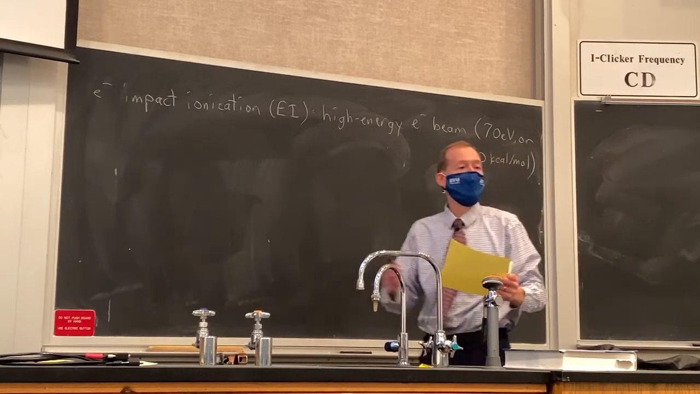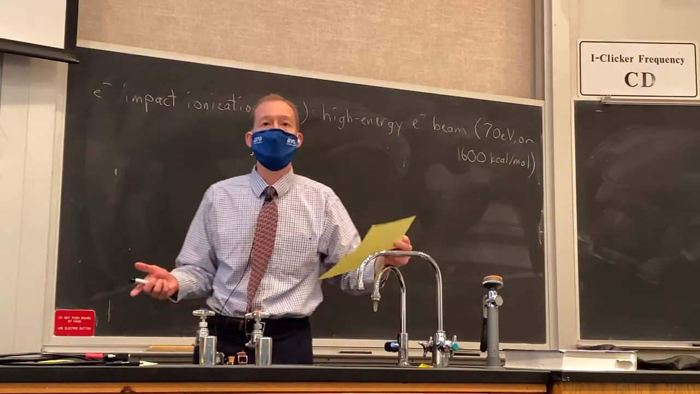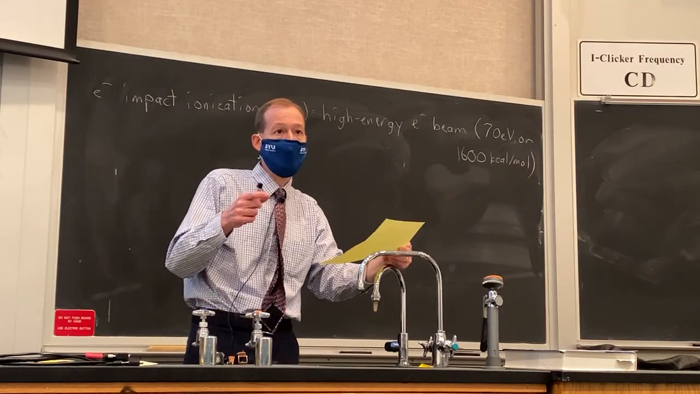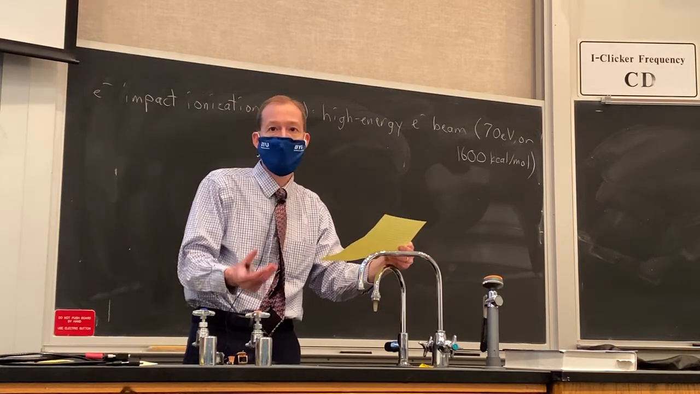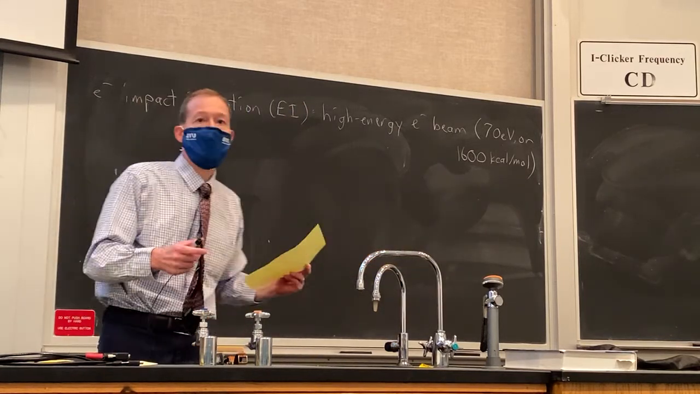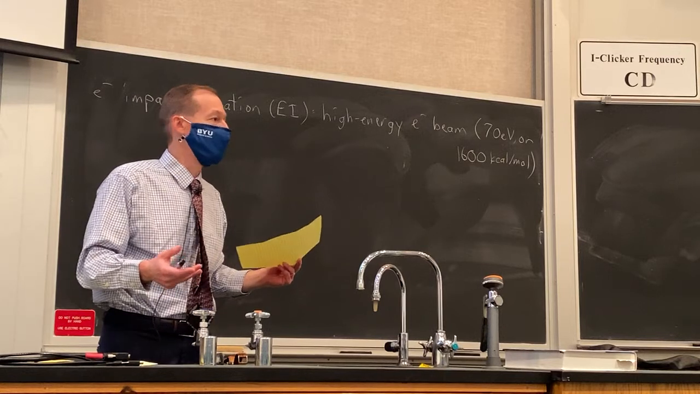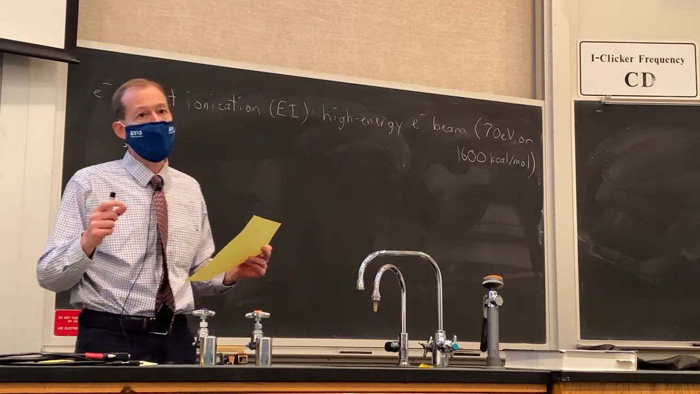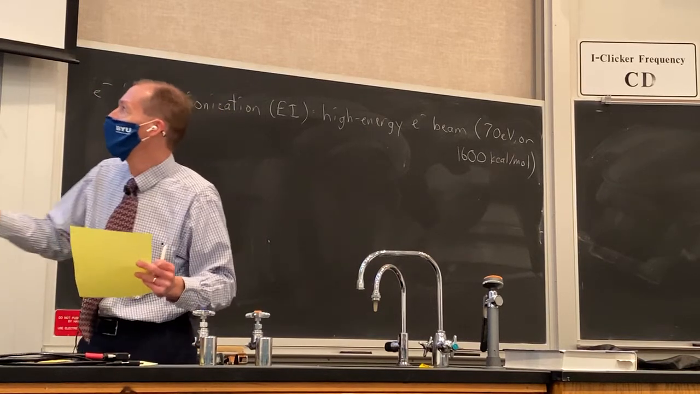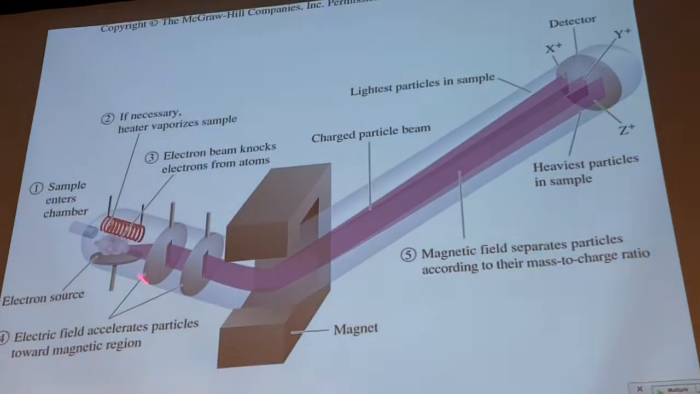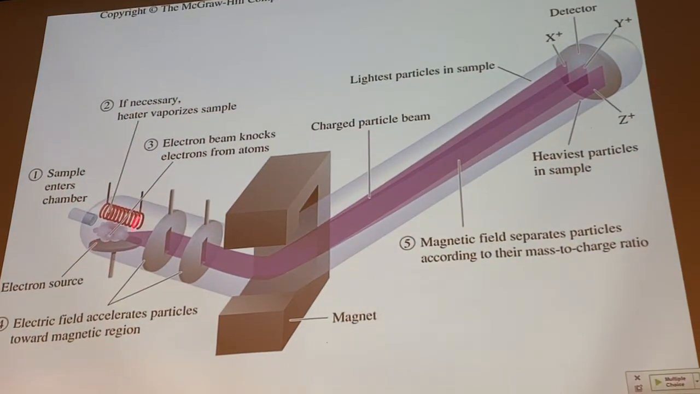So the ionization potential of most organic molecules is about 15 electron volts, meaning that's the amount of energy it takes to rip an electron off of a molecule. So this energy is more than sufficient to rip an electron off of any organic molecule. So we generate a high energy electron beam. This schematic diagram here shows us the electron beam is coming from this coil, or I guess in this diagram, it's coming from down here.